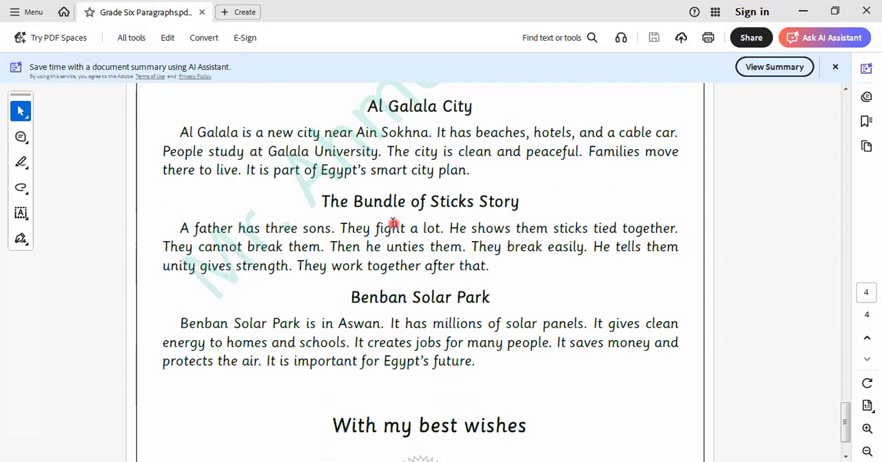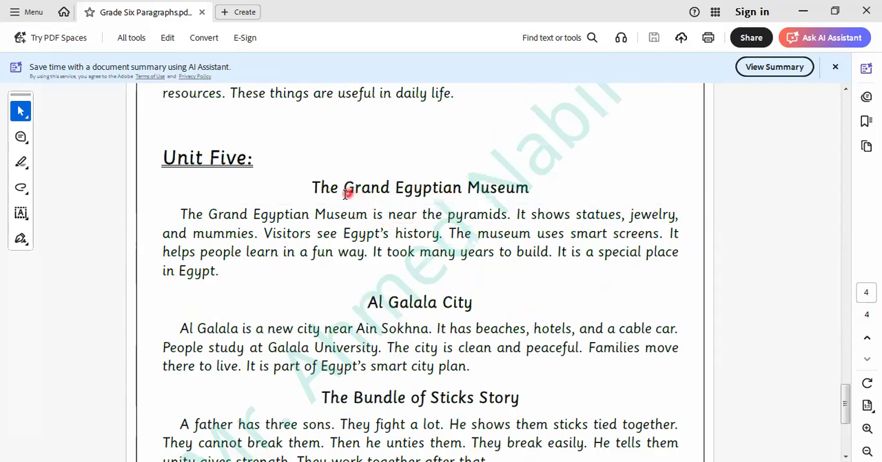Let's go to, I think, the last unit here, about the Grand Egyptian Museum. I think all of us watched the celebration of this event on TV. All of us saw this celebration. The Grand Egyptian Museum is near the pyramids. It shows statues, jewelry, and mummies. Visitors see Egypt's history. The museum uses smart screens. It helps people learn in a fun way. It took many years to build. It's a special place in Egypt.